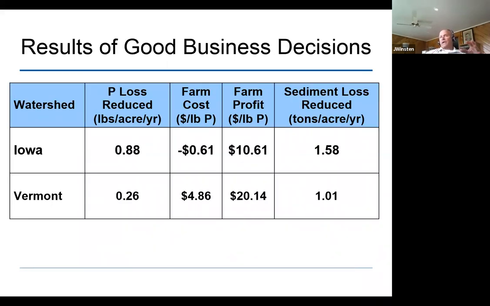of phosphorus loss reduction per acre per year across the entire farm, not just the fields that they were making changes on. And a net savings in Iowa of 61 cents, so negative cost there. And then we were paying them $10 per pound of phosphorus, so the farm profit was $10.61. In Vermont, it was different. It was about a quarter of a pound of reduction, a cost of almost $5, and a profit then, since we were paying farmers $25, as you will recall, then the profit to the farm was around 20.